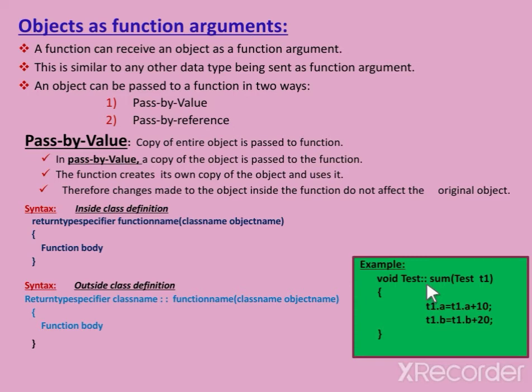Here objects as function arguments are used outside the class definition, and sum is the function name with the argument test t1, where test is the class name. In the syntax it is class name, then object name, that is t1. Then the body of the function contains these two statements.